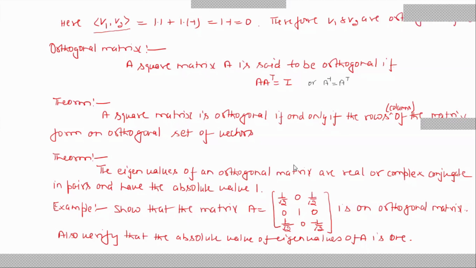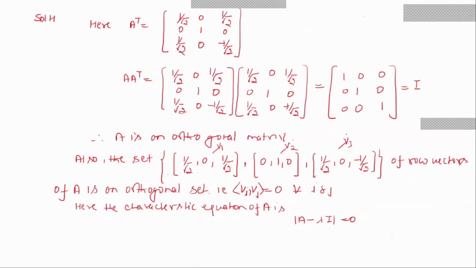Here I have calculated this A transpose, and then calculate A into A transpose. A into A transpose is equal to this identity matrix. Okay, so therefore A is an orthogonal matrix.